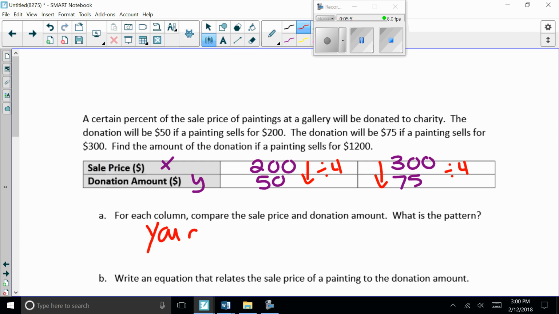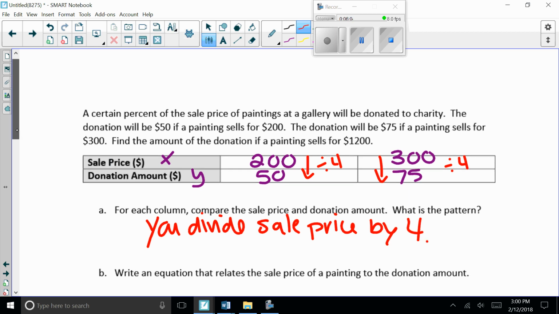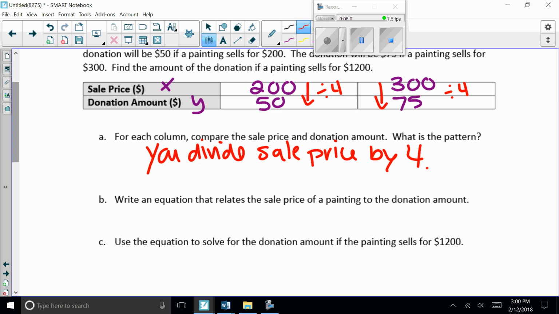So I could say you divide sale price by 4. It wants us to write an equation. So I'm going to use D for donation amount and S for sale price. You could also use X and Y. It's the same thing. Now that we know that I'm dividing, I know that my donation depends on the amount of sales divided by 4. And with equations, you're going to write it as a fraction instead of writing S divided by 4 with a division symbol. Use the equation to solve for the donation amount if the painting sells for $1,200.